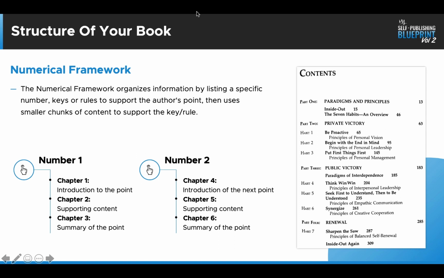Number 2, part 2, chapter 4, introduction, next point. Then we got chapter 5, supporting content. Chapter 6, summary to that point. So you can see here how it's laid out, right? Part 1, paradigms and principles, and then part 2, private victory. Part 3, public victory. Part 4, renewal. And there's chapters in between there. So that's an example of a numerical framework.